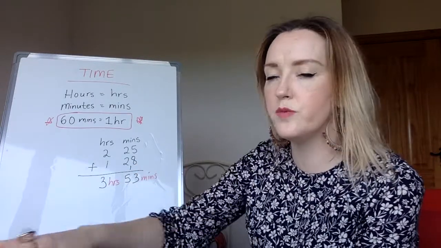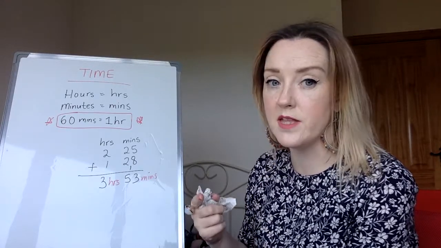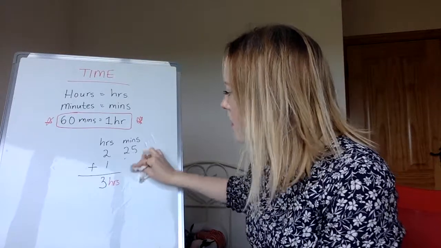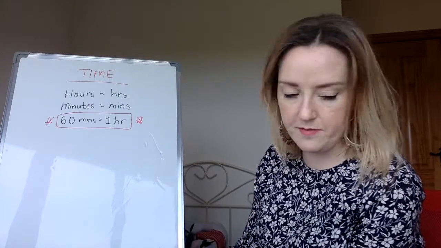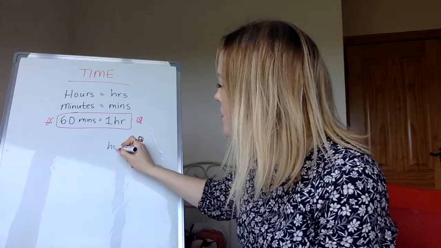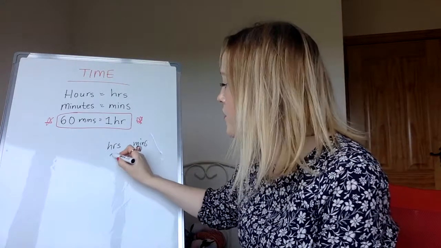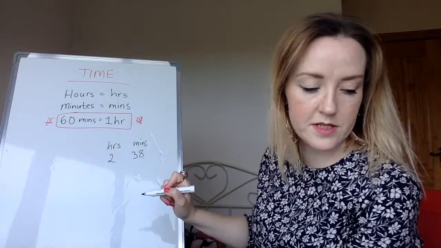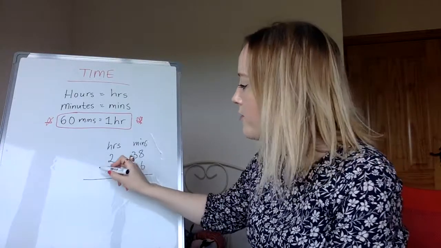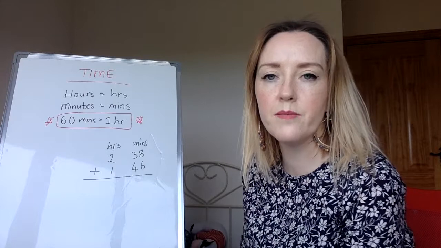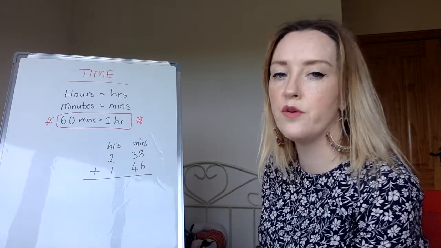Now the next one we're going to do is a little bit different, okay? Most of the questions you have to do on Busy at Maths today are going to be like the next one that I'm going to do. So question 2A is, again we have our hours and our minutes, our measurements: 2 hours 38 minutes, and 1 hour 46 minutes. Again, I have to put my plus here so I know what sum I'm doing. So let's do our addition for these two numbers. 2 hours 38 plus 1 hour 46.